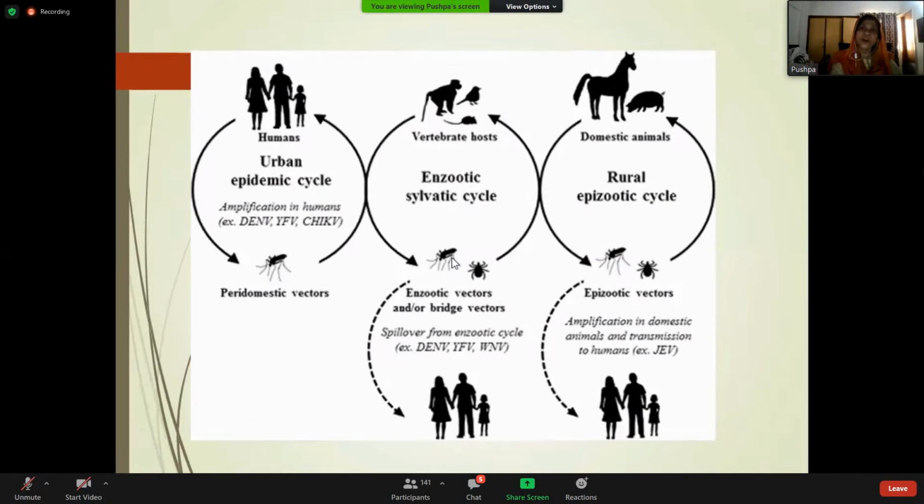animals like horses and pigs, and the person who enters the jungle environment for occupational reasons or any other reasons, or works there for any reason, gets infected. And then there is the urban cycle, in which the mosquito is mainly the culprit that transmits the disease.